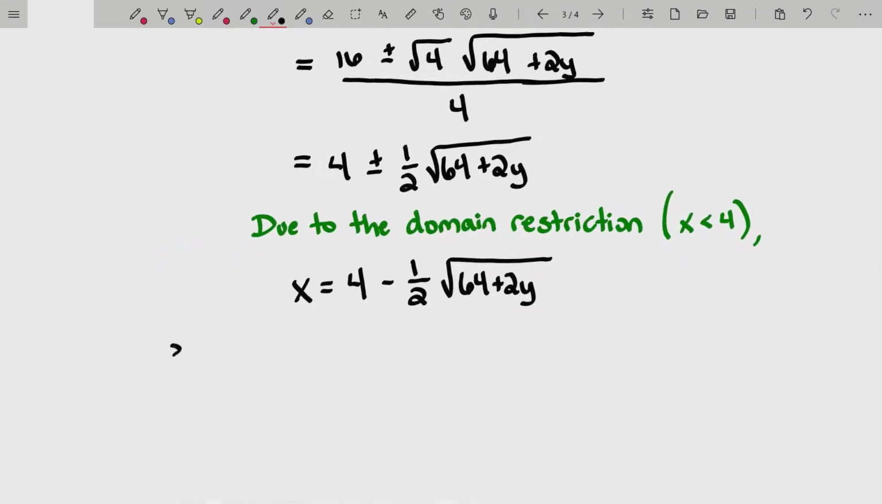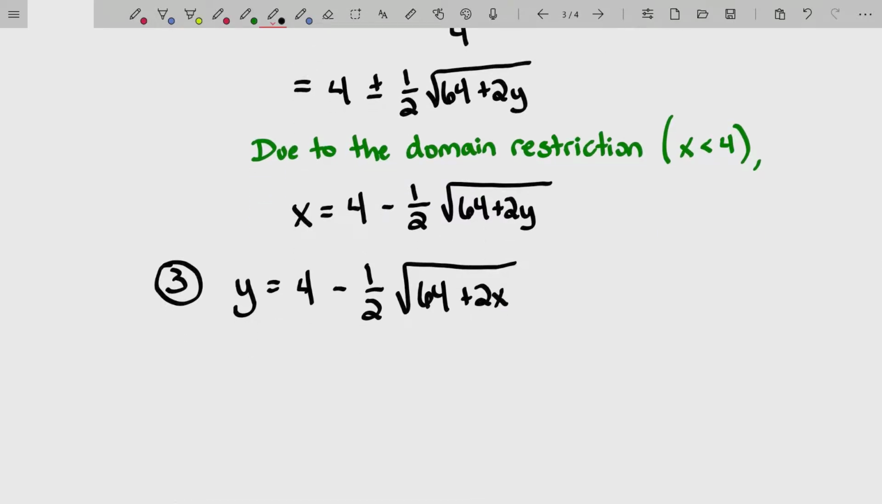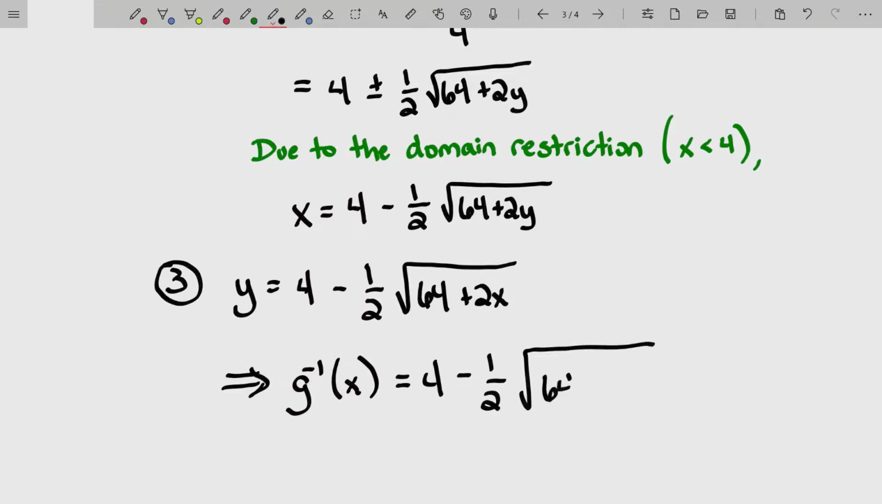And now we swap, finally, the x and y values. And I'll go ahead and write it this way. But again, remember, if this was an application, I would probably not want to swap these because the variables lose their meaning. However, if you're using an online homework system, you'll always have to swap them because whoever coded that will expect that. And finally, you probably should mention that this is g inverse of x. That was the name of the function g. So g inverse of x is 4 minus 1/2 square root of 64 plus 2x.